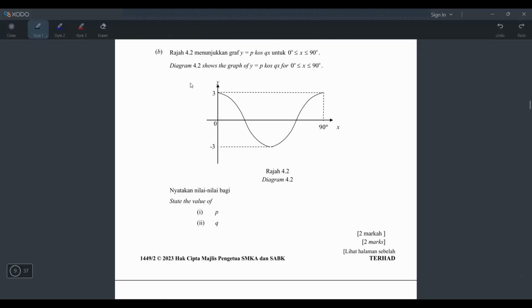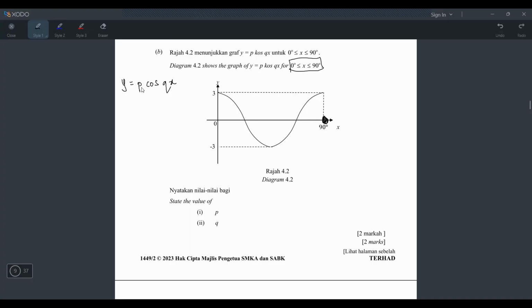This is also Trigo, but this is the graph question. So let's see what they want. Y equals to P cos QX. Okay, there's no plus minus behind, and they only draw for 90 degree only. So we can see they only draw until 90. And then they want to state the value of P and Q.